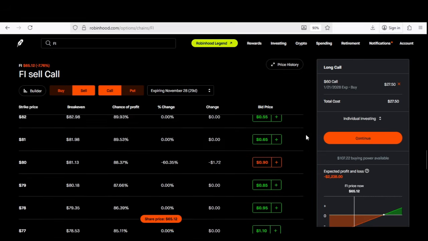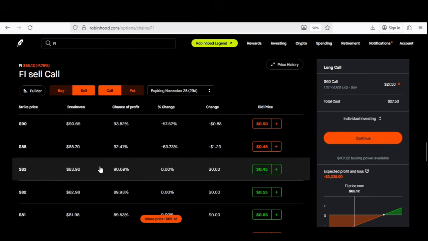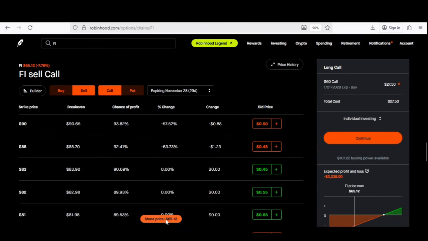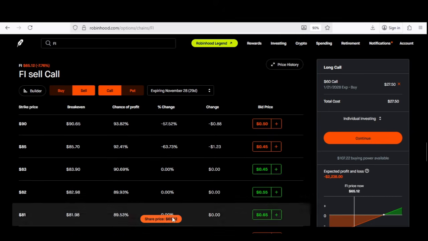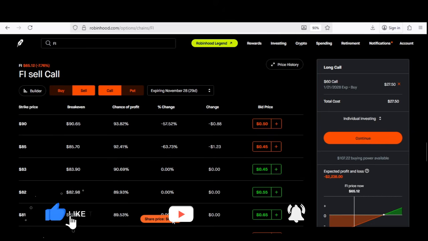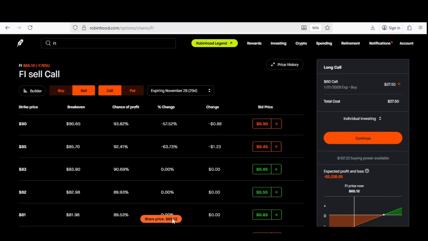I'm going to be looking for some chance of profit of 90% or higher. 90% starts off here, which is going to give me the $83. The difference between 65 right here and 83, that's going to be an $18 difference. So in order for me to lose this option, this share price here has to go up by $18, which is going to be fine with me because if it does go up by $18, then my LEAPS option is going to be up as well.